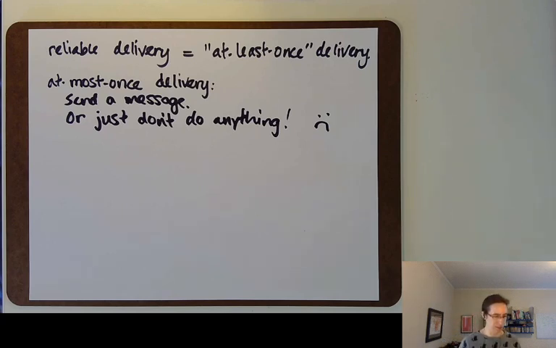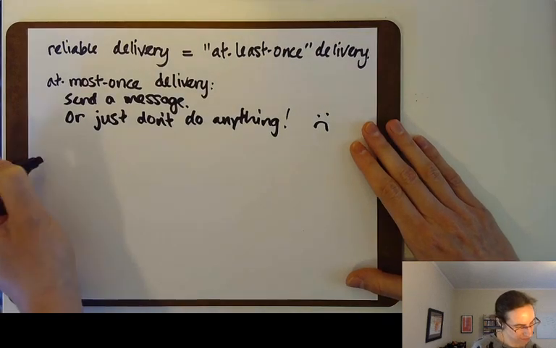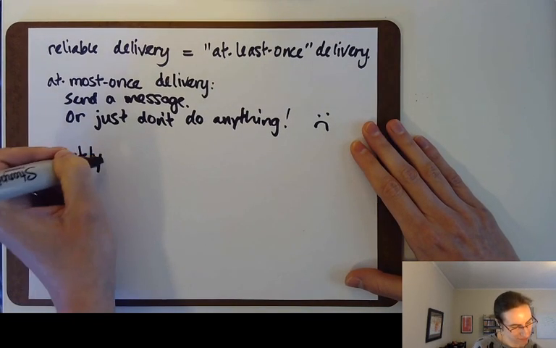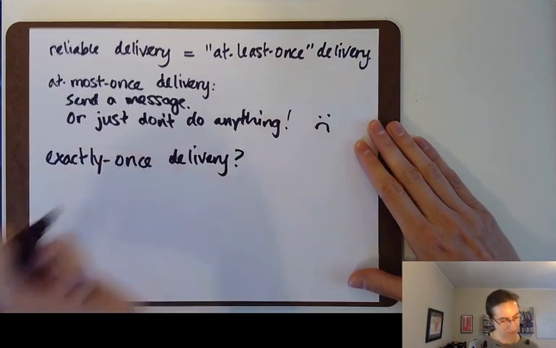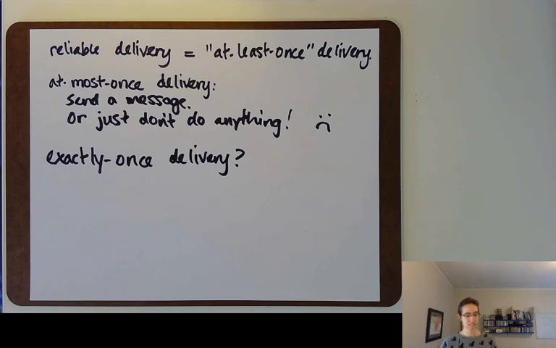Okay, so we got at most once, and we got at least once. What about exactly once delivery? Is it even possible? Somebody's asking on Twitch about the network model. So yeah, for everything we're talking about here, we're assuming the asynchronous network model.